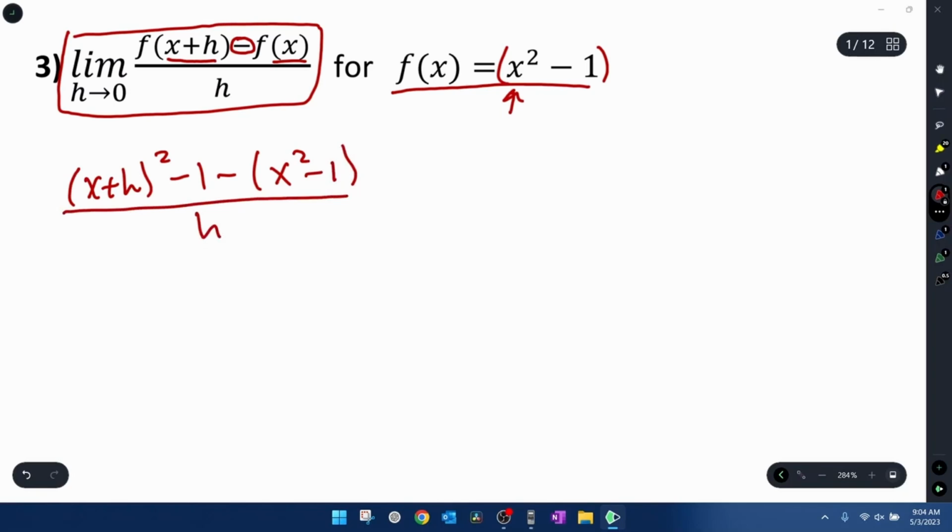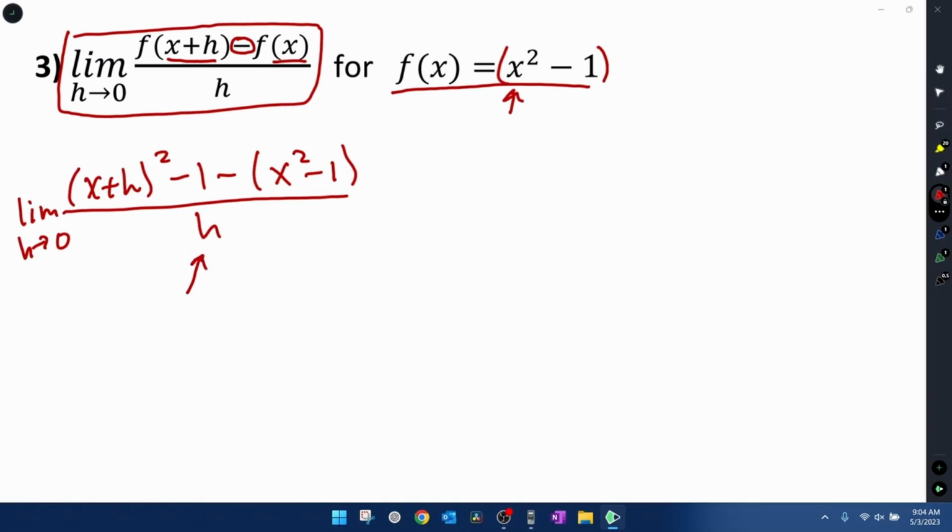And don't forget that we need to write the limit as h goes to 0 every step until we can let h go to 0. And no, it's not now, because if I let h go to 0, the denominator would be 0, and that's undefined. So here we go.